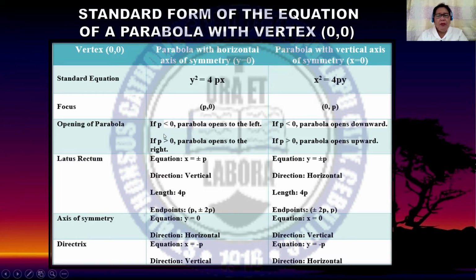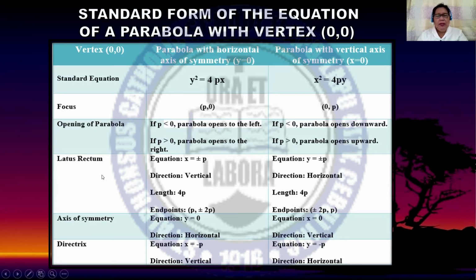For the opening of the parabola, if p is less than 0, the parabola opens to the left. If p is greater than 0, the parabola opens to the right. In this equation, if p is less than 0, the parabola opens downward. And if p is greater than 0, the parabola opens upward.